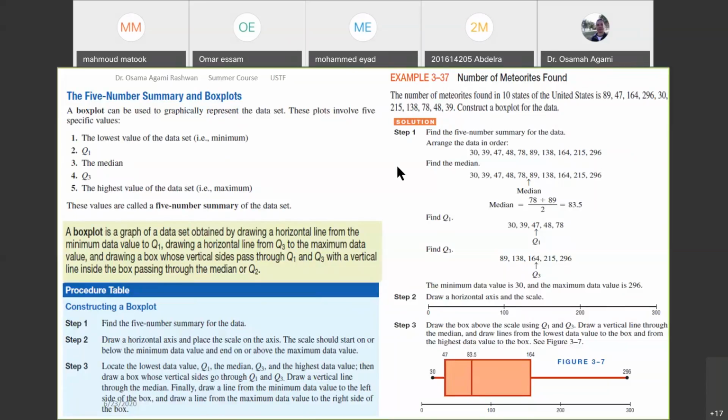Be careful, the first quartile is the median of the median, right? So you take the first half of your data and take the median for them. It will be the first quartile. The third quartile is the median of the other half of your data.